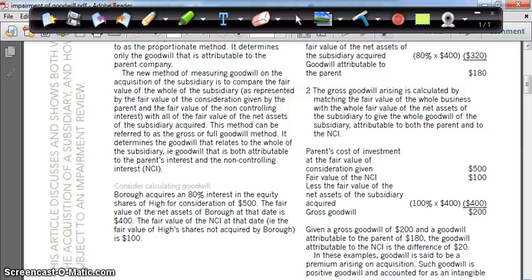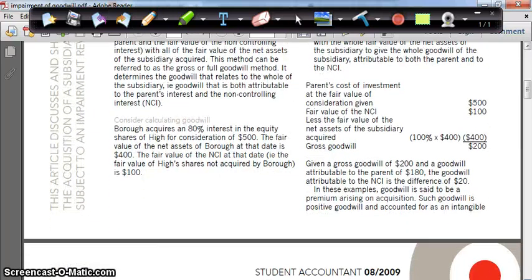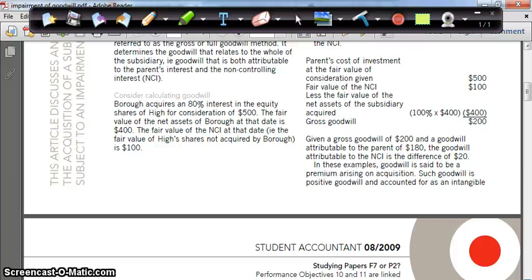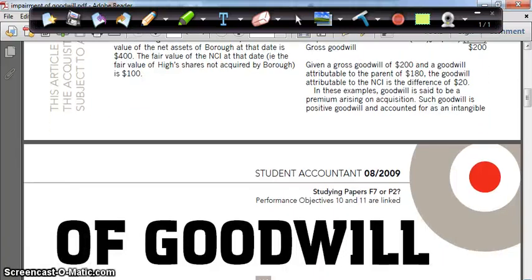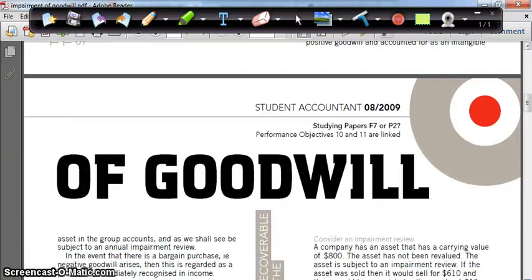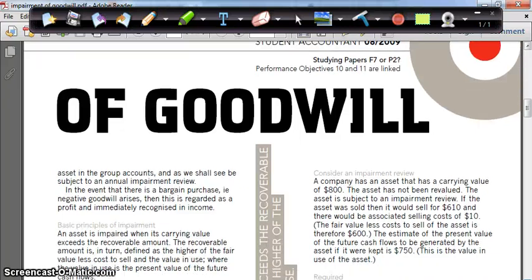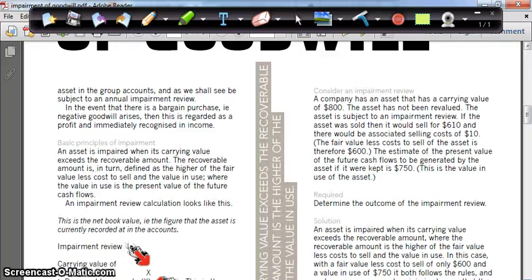So those are the two different ways in which you can calculate goodwill. And this is something that you definitely need to learn. You need to learn the distinction between the two because it crops up time and time again in both the F7 exam and the P2 exam.